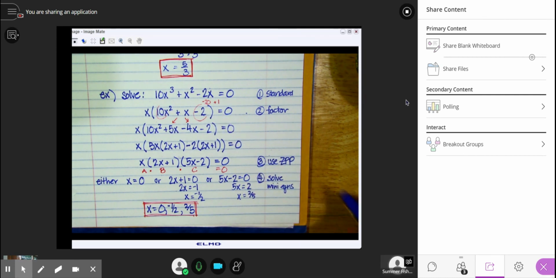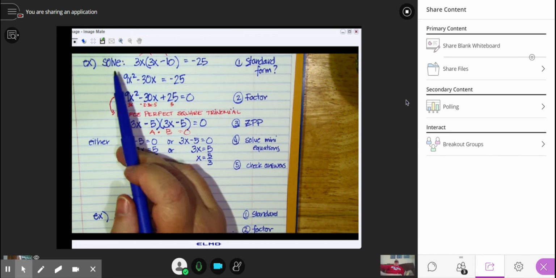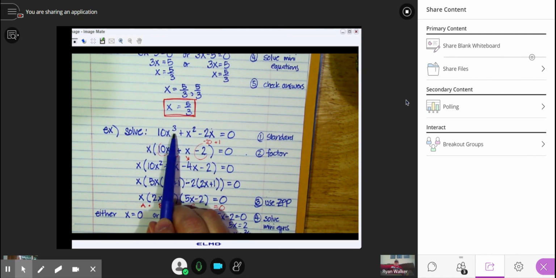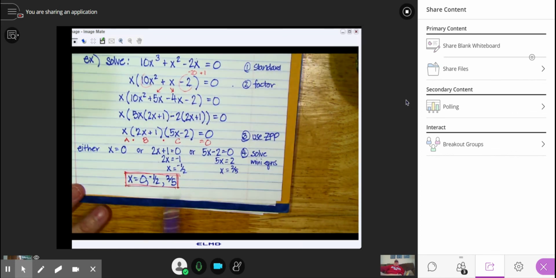Okay? Yes. Ryan, do you remember when we had the squareds? We could have had up to 2 solutions. This one is cubed. See how that degree is 3 there? That tells us we could have as many as 3 solutions. So if you get 3, you have to include all 3.